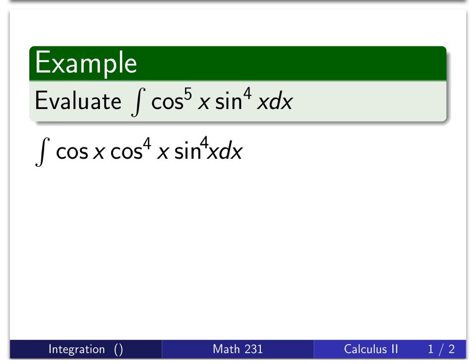What we'll do here is pull off a cosine of x, which will leave us with cosine to the fourth of x, sine to the fourth of x. The problem is if I let u be equal to the sine of x, I still have this cosine to the fourth of x until I use my trigonometric identity.